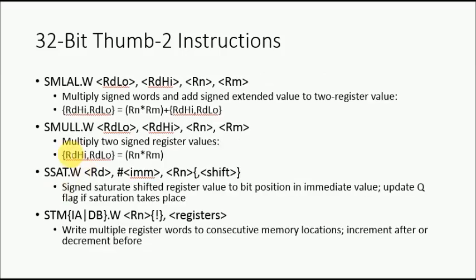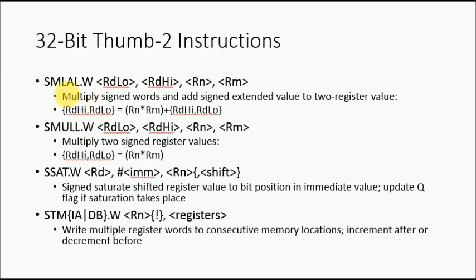SMLAL.W RdLo, RdHi, Rn, Rm. So multiply signed words and add the signed extended value to the two-register value. Here the operation is very simple. Rn into Rm is performed first, then it will be added with the content of RdHi and RdLo, and the result will be transferred to the registers RdHi and RdLo.